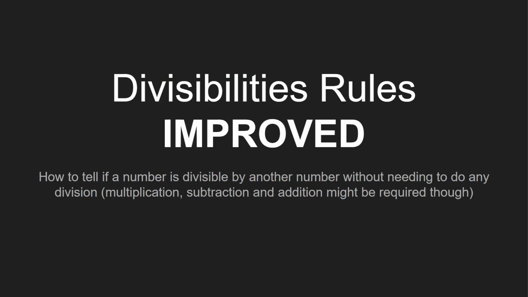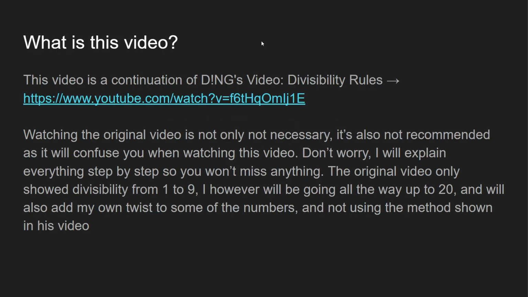Oh, and you might be wondering, why does it say improved? It's because there's another video already called Divisibility Rules, which I'll explain right here. This video is basically a continuation of a video by Ding called Divisibility Rules. The link is here. That's more for me because I don't expect you guys to type out the link. I have it there for my own reference. And let me clarify immediately though: not only is watching the original video not necessary, it's probably not recommended actually, because it'll confuse you, okay?